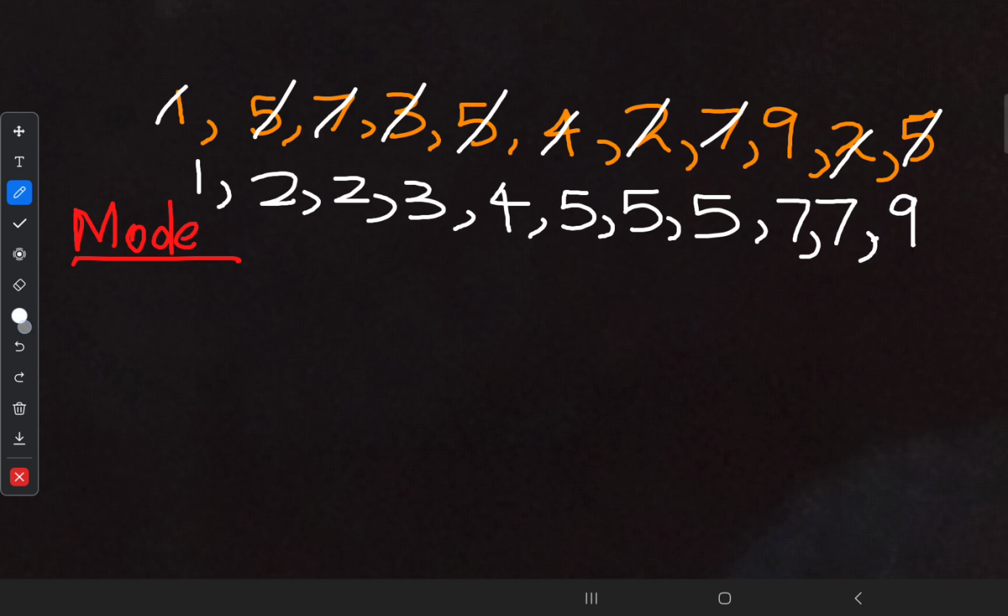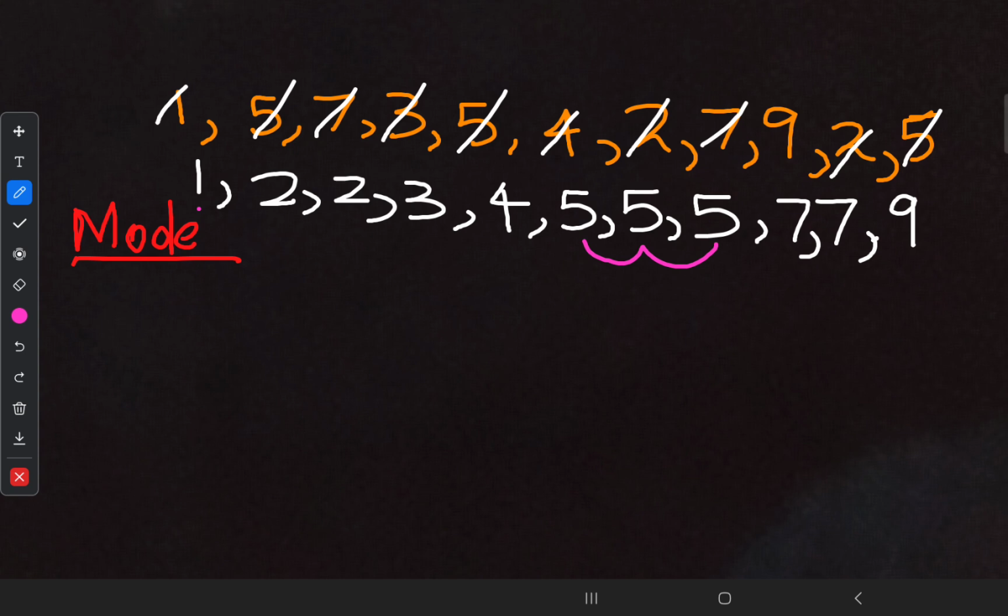Then the mode. The mode of this data set means the data which repeats more times, that means the highest number of occurrences in the given data set. When we consider the number 1, only one 1 appears here. There are two 2's, only one 3, only one 4. There are three 5's, only two 7's, and there is a 9.